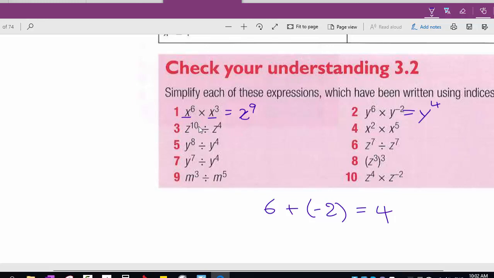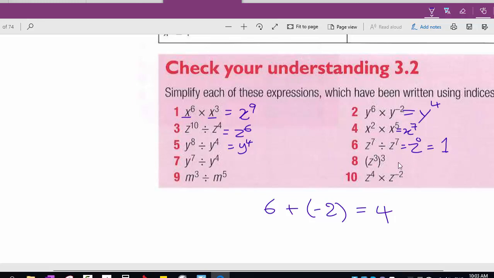Number 3, it's division. For division, we subtract the powers. Z to the power of 10 divided by z to the power of 4 gives z to the power of 6. 10 minus 4 is 6. Number 4, they have the same base. We just add the powers. That gives x to the power of 7. And here, division, subtract the powers. Y to the power of 4. Division, subtract the powers. That gives z to the power of 0. 7 minus 7 is 0, which is just 1.